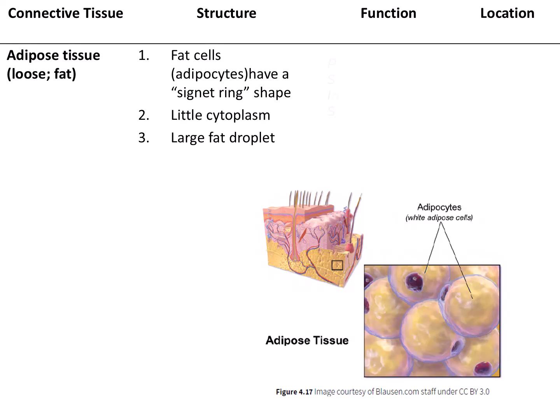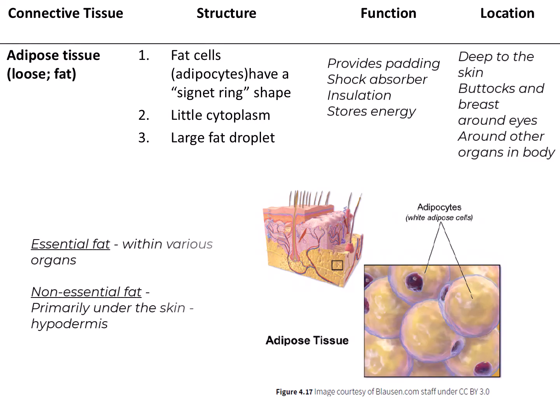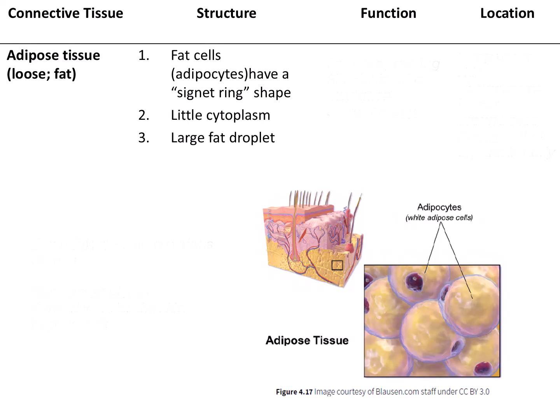Adipose tissue provides padding and serves as a shock absorber. It helps to insulate the body, and it stores energy. Adipose tissue is found in various areas of the body, including deep to the skin in the buttocks, in the breasts, around the eyes, and around other organs in our body. There is both essential and non-essential fat. Essential fat is found within various organs and is essential for the function of that organ. Non-essential fat, on the other hand, is primarily found under the skin of the hypodermis. This is the type of fat that generally is used as an energy reserve or a way to store energy.